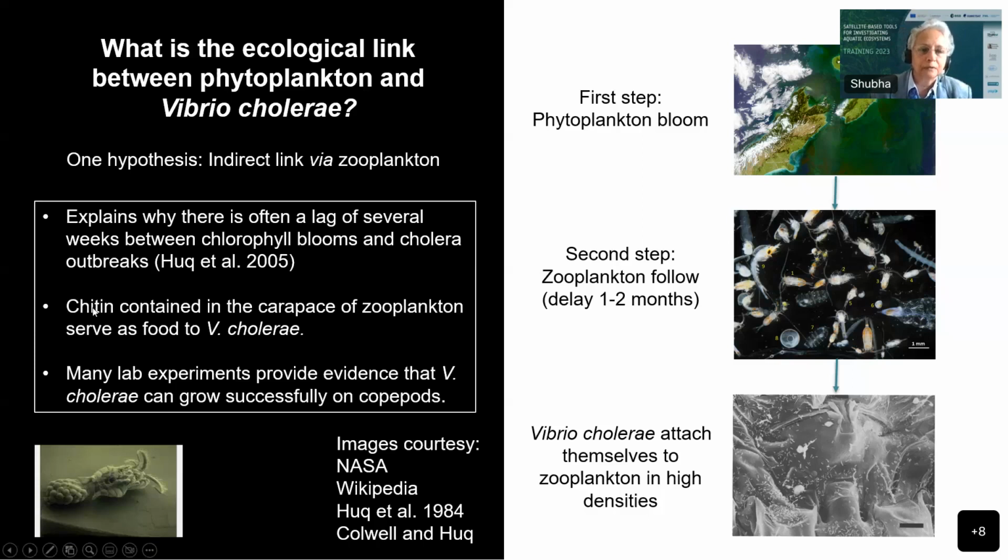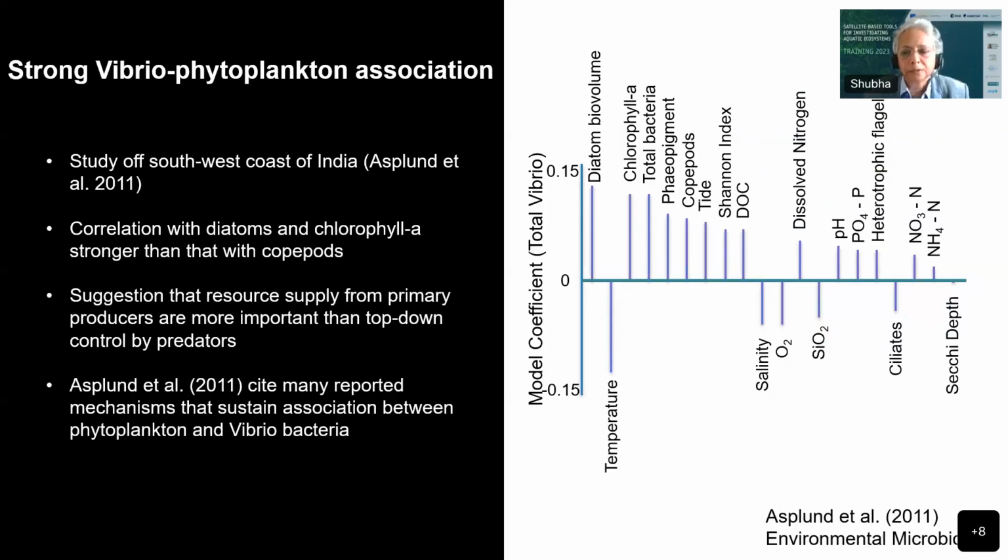And according to this hypothesis, there is a material called chitin contained in the carapace, or the outer shell, of zooplankton, and they serve as food for Vibrio cholerae. And there is much supporting evidence from the laboratory to show that chitin promotes the growth of Vibrio. But there are other studies that have shown stronger relationships between Vibrio and phytoplankton than with zooplankton.